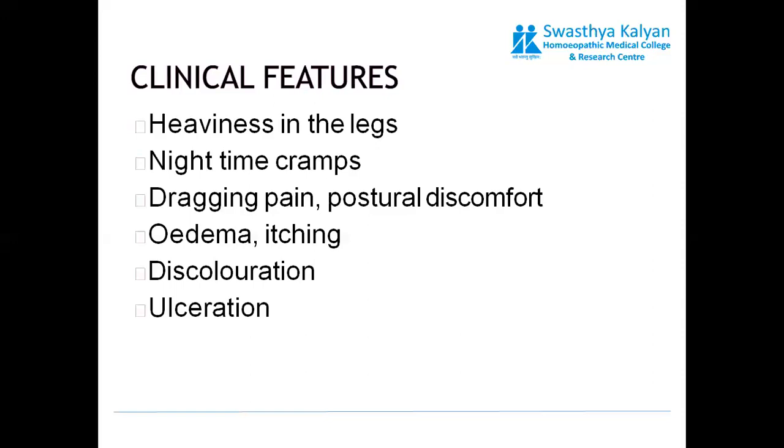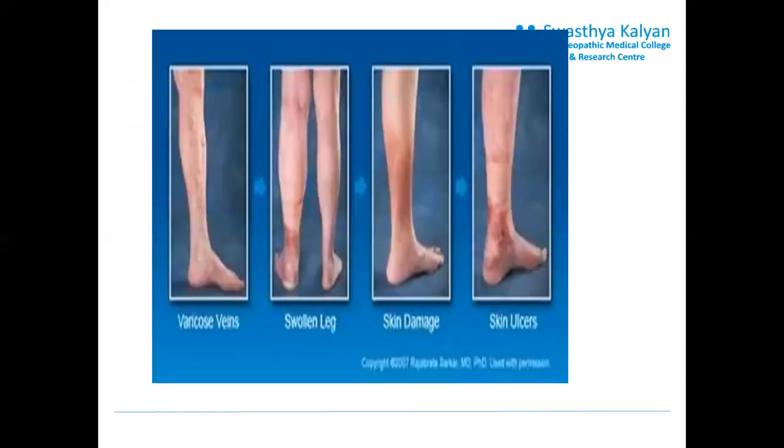Also, edema would be seen as the blood is not able to move too swiftly. So there would be stagnation of blood, and that would lead into localized edema. It might also cause itching, discoloration, and ulceration as the intensity of the disease increases. So I think this pictorial diagram is giving you a fair enough idea of how varicose vein develops.